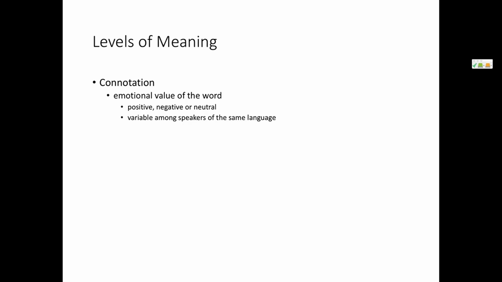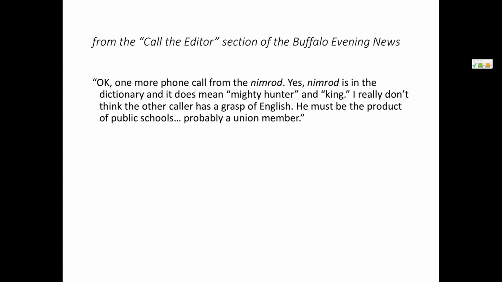Okay, levels of meaning. So we've got the connotation, and that's the emotional value of the word. Okay, it can be positive, it can be negative, it can be neutral, and it varies among speakers of the same language. So some words can have a more negative connotation than a more positive connotation, so you have to look for things that are maybe a little bit more neutral. But the connotation is basically the emotional value of the word.